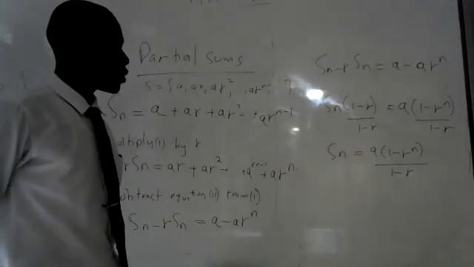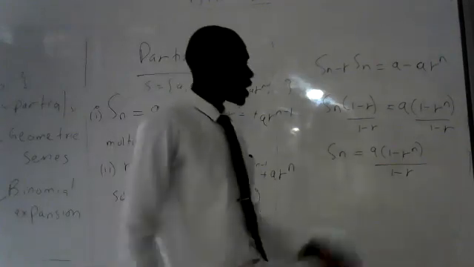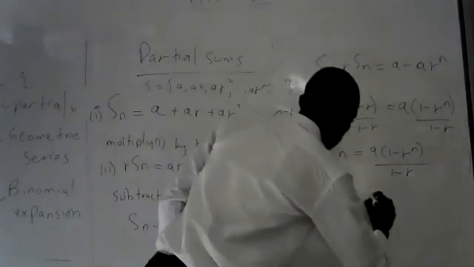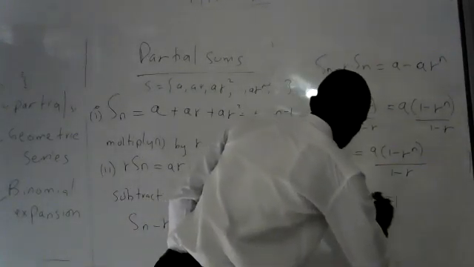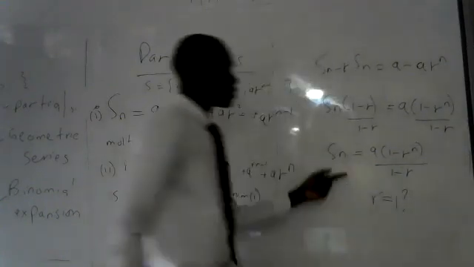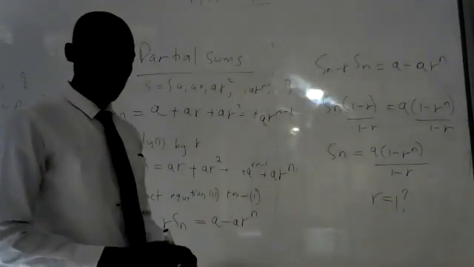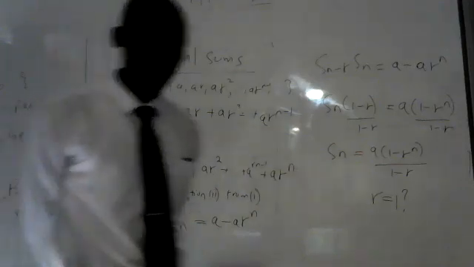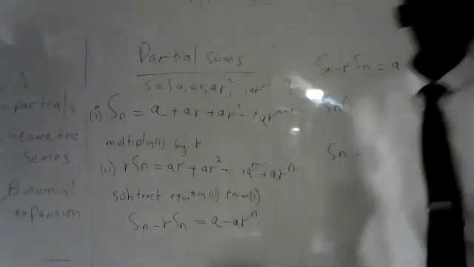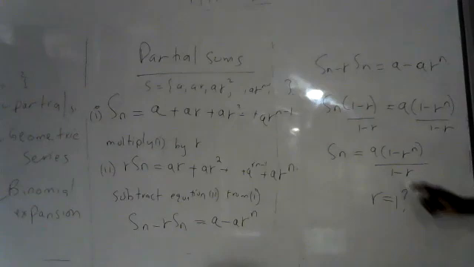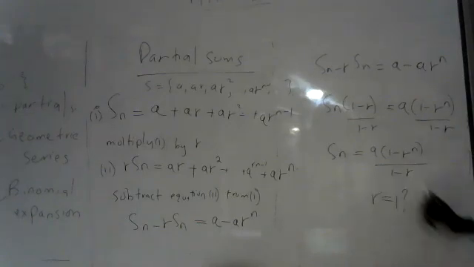Any question about this formula? What will happen at the point R is equal to 1? What happens at R is equal to 1 for this number Sn? Can someone tell me what will happen when R happens to be 1? Remember, R is simply a real number, so 1 is also a real number.